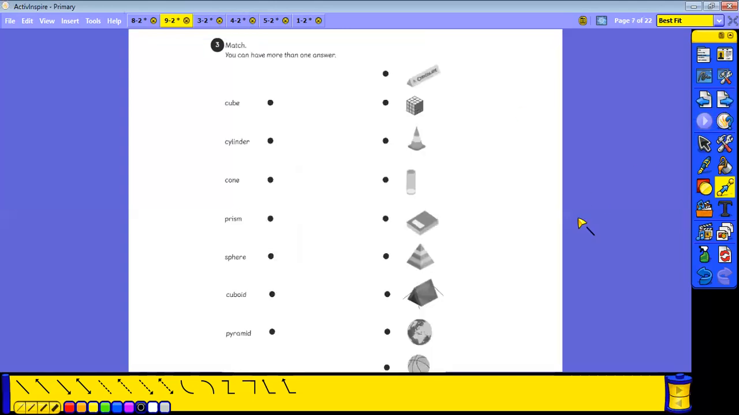And then finally, on the last page, you've got to match, again, the name of the 3D shape with an object that looks like that shape. All right. And it says you can have more than one answer. So they haven't tried to trick you, have they? They've told you you can have more than one answer.